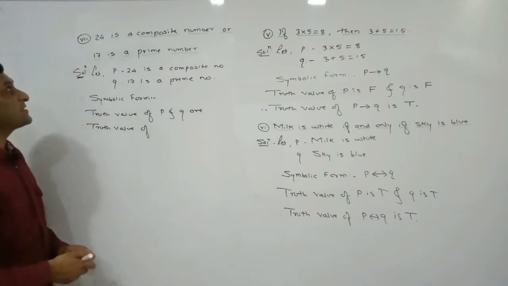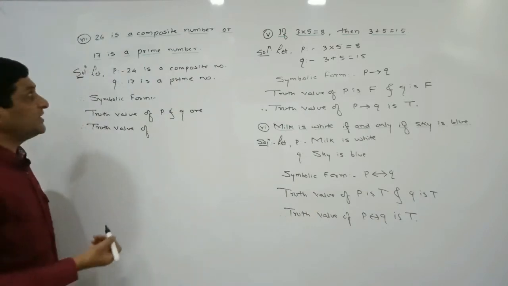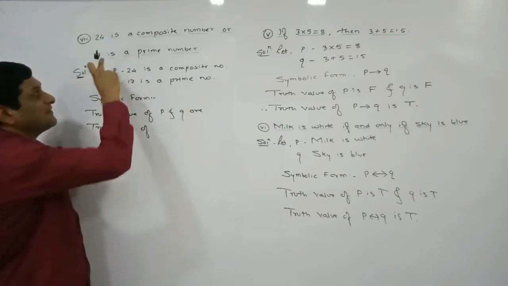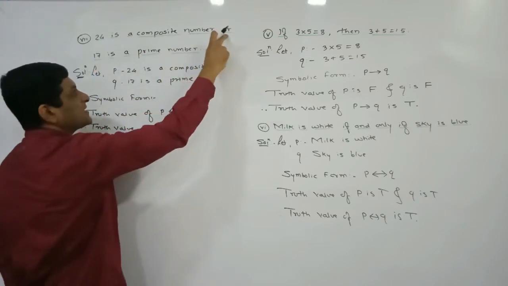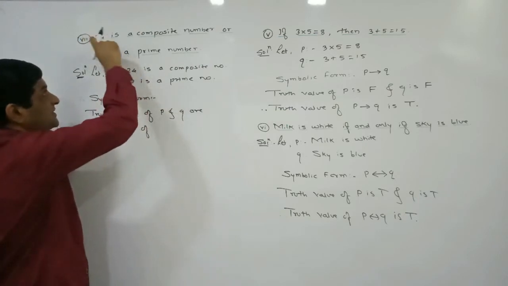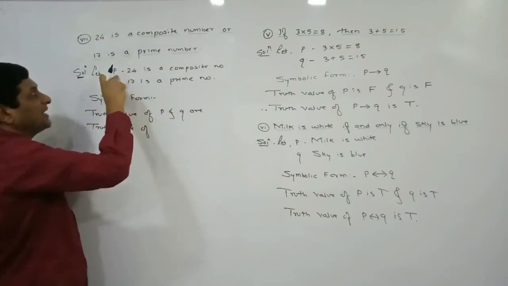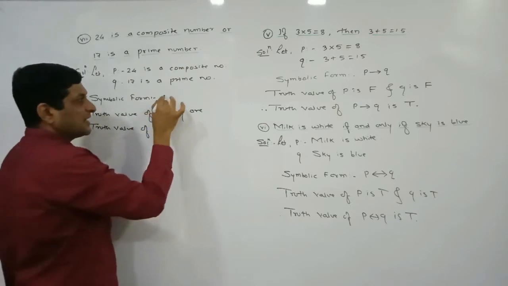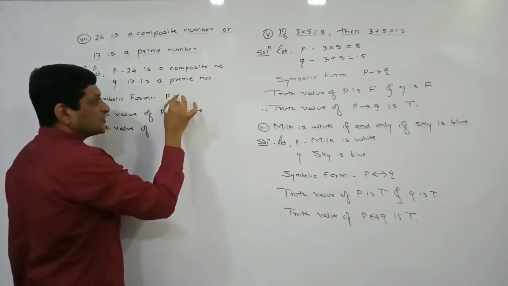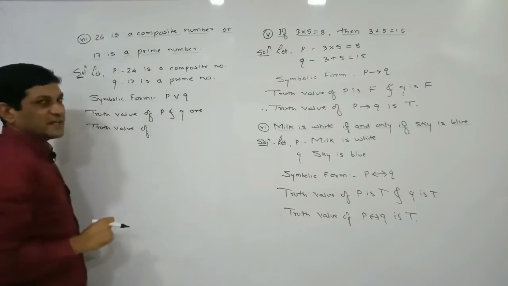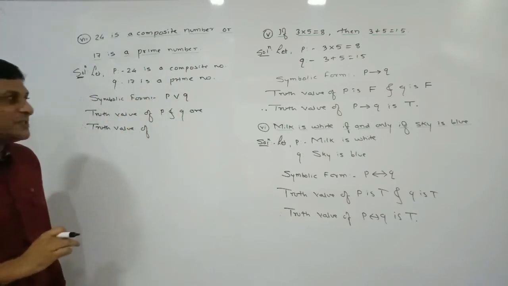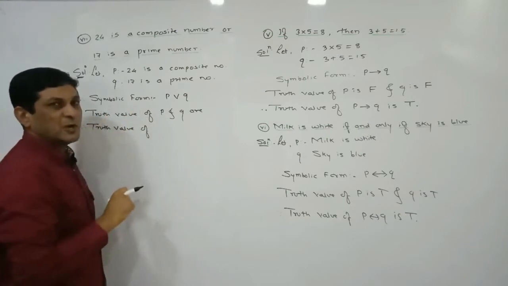Now observe the last example from this question number 3. 24 is a composite number or 17 is a prime number. Here two parts are connected by OR. First part let us denote by P, and second part we have denoted by Q, and these two parts are connected by OR, so this will be its symbolical representation, P or Q. Once the symbolical representation is known to us, observe the truth values of P and Q.